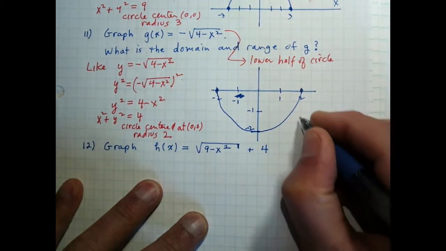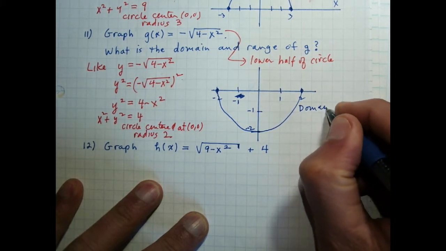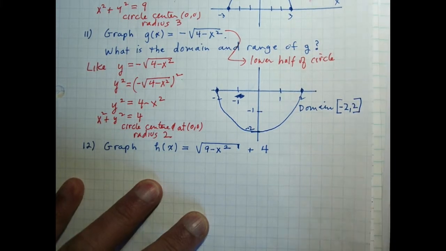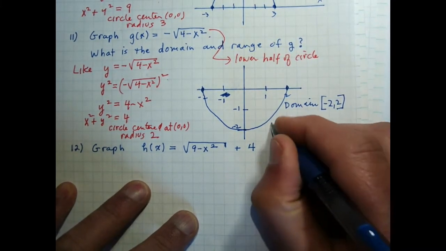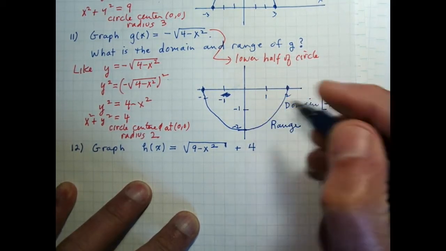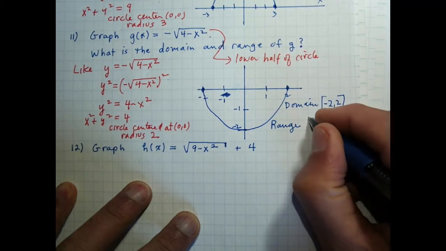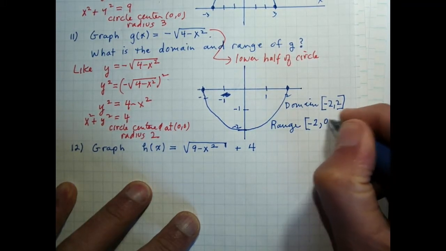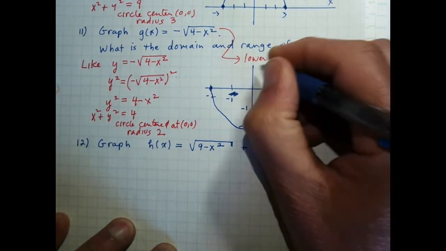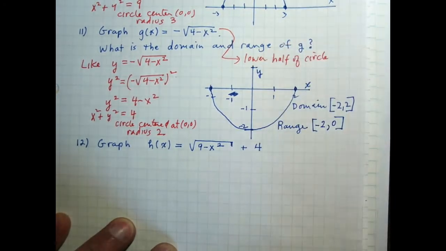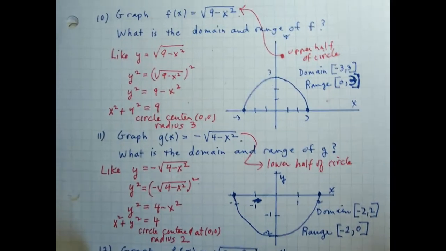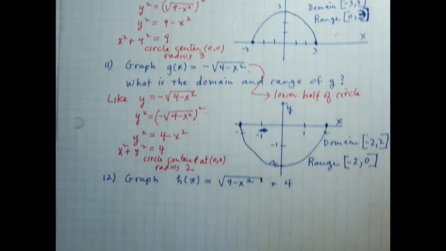Endpoints included. The domain of g is square bracket negative 2 comma 2 square bracket. The range of g, now here because y values are negative, is going to be square bracket negative 2 comma 0 square bracket. This was my x, my y-axis. So there's a graph of g, the lower half of a circle. Number 10 was the upper half of a circle.